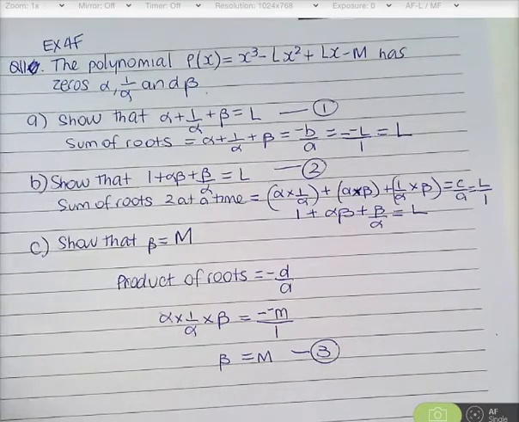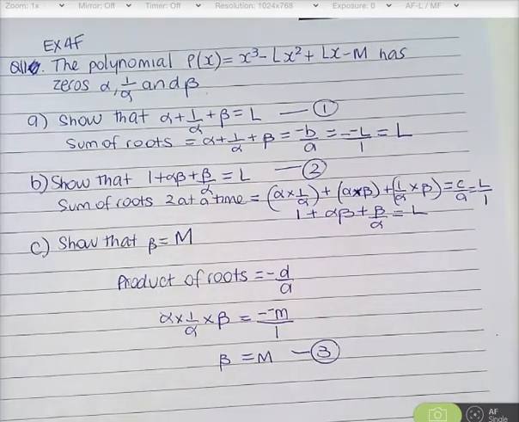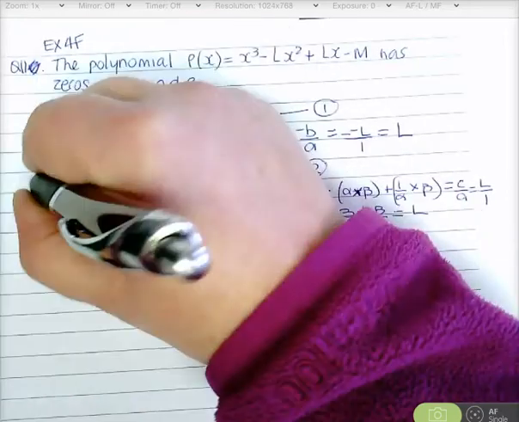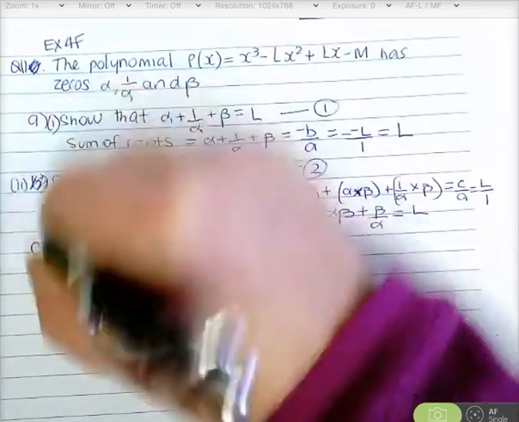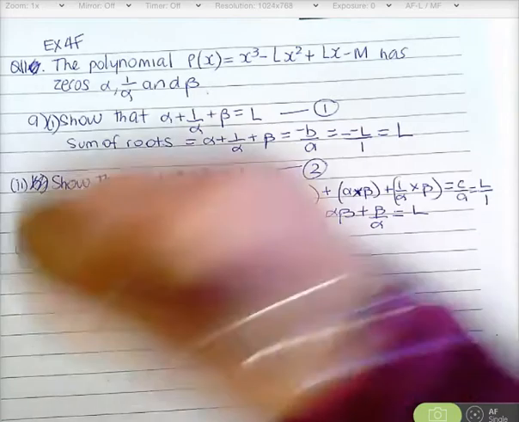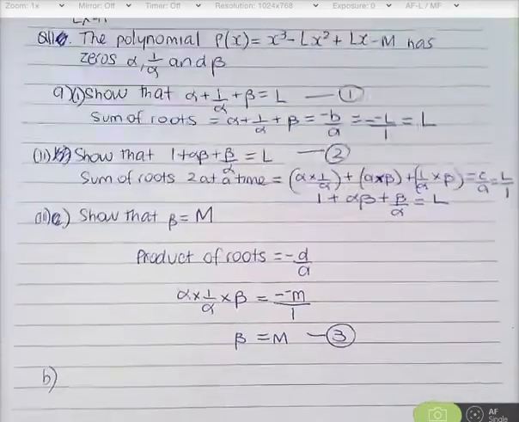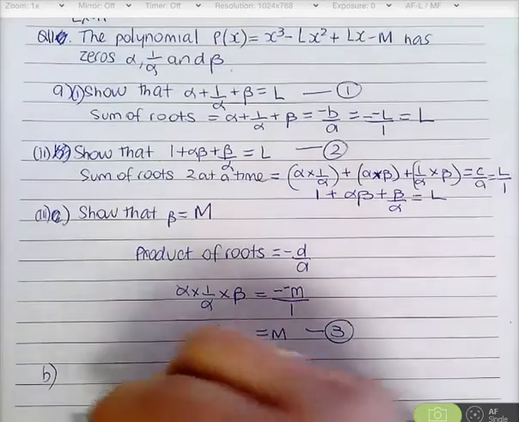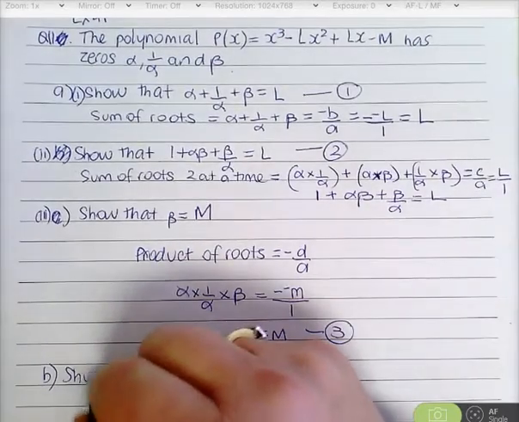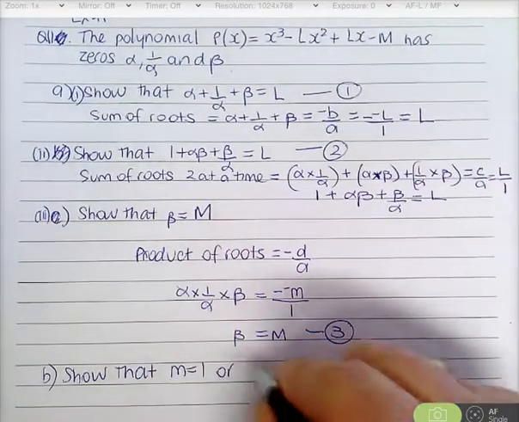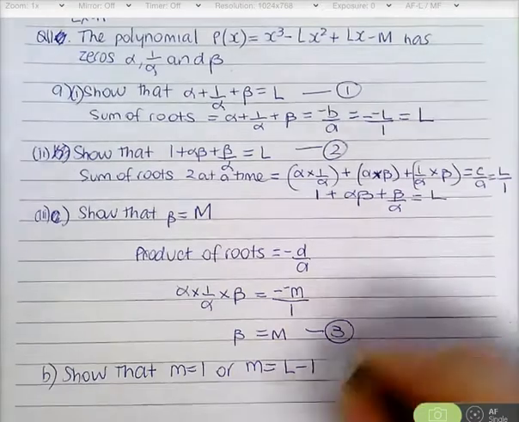So we've done parts A, B, and C where you have to show those things. Actually, it's A part 1, sorry, A part 2, and A part 3. We've just done those. Now for part B, we have to prove or show that. So we have to show that m equals 1 or that m equals L minus 1.